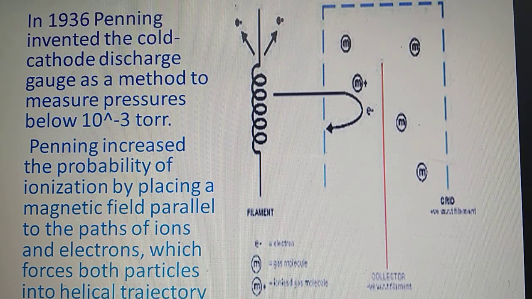So this is all about the Penning gauge. In short, what is the important part? The important part is that crossed electric and magnetic fields are used in Penning gauges. It is a cold cathode ionization gauge, and the range of the vacuum or the pressure measured by using the Penning gauge. That's all. So hope you have understood the operation of the Penning gauge.